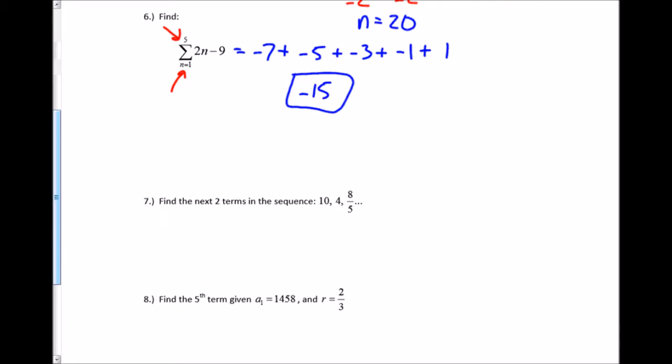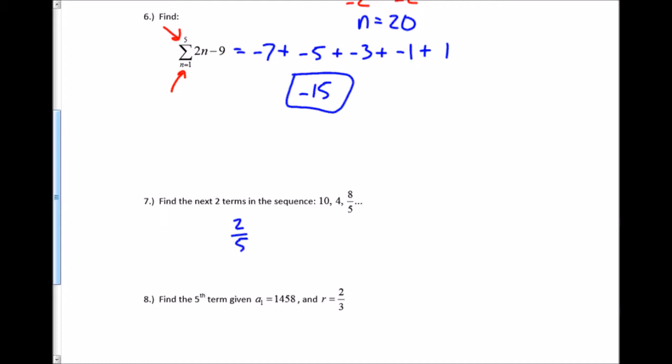If I look at the next one, it says to find the next 2 terms. As I look at the pattern, I'm clearly not adding the same thing each time. In this case, I'm multiplying by something each time. And it looks like the thing I'm multiplying by is 2/5. When I do 10 times 2/5, it gives me a 4.